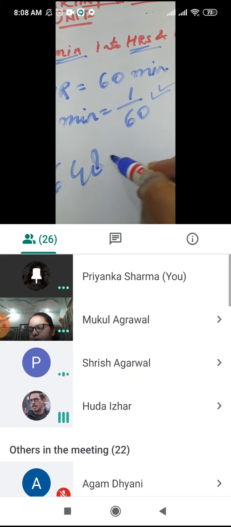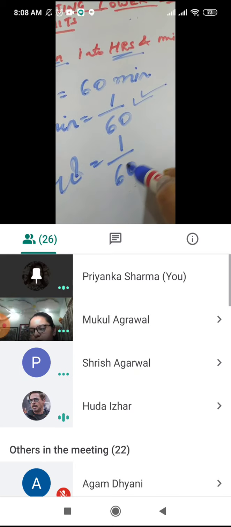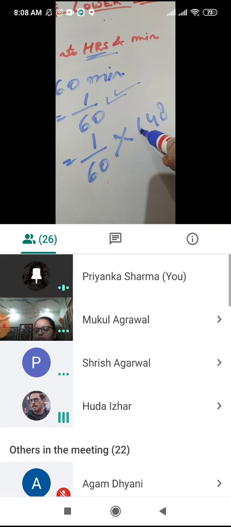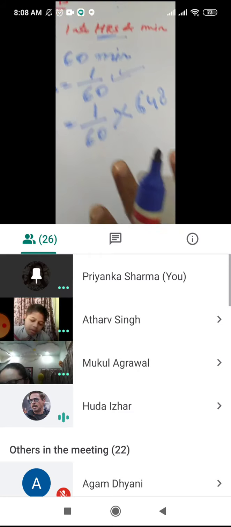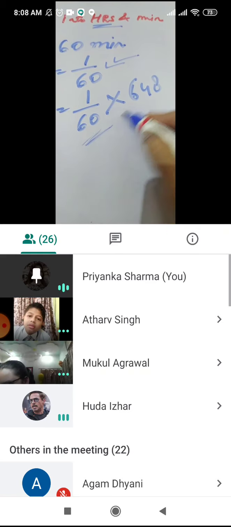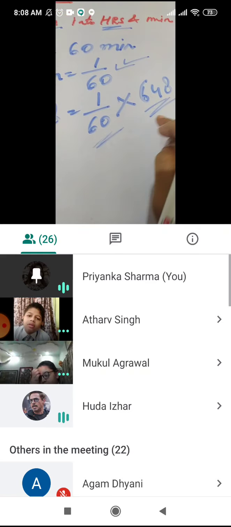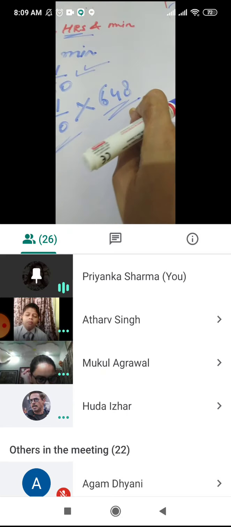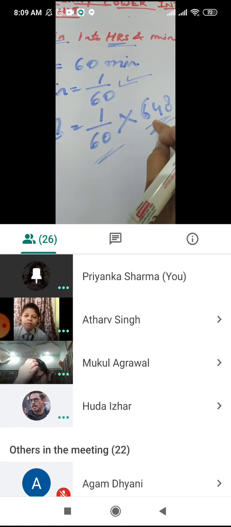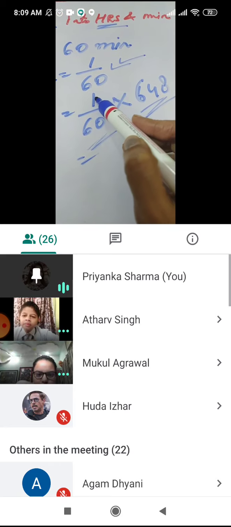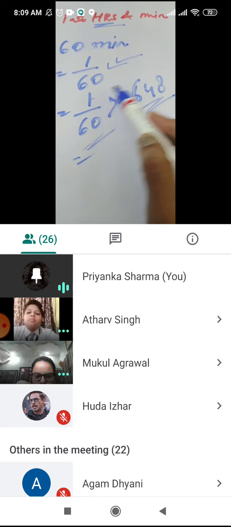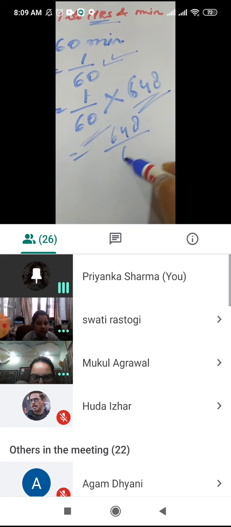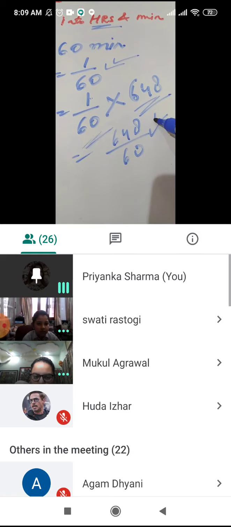So how many minutes are given? 648 is equal to 1 upon 60 into 648. Again, what we have to do? We have to divide these two numbers. Why has it come in multiplication? Because we are bringing the number from this side to this side. How are we going to write this number? Multiply numerator and numerator, so 648 into 1, it will be 648 divided by 60. Okay, so now we have to divide this.